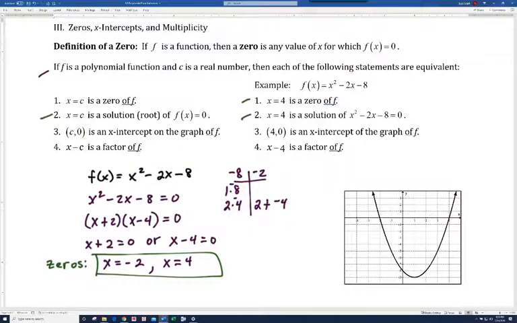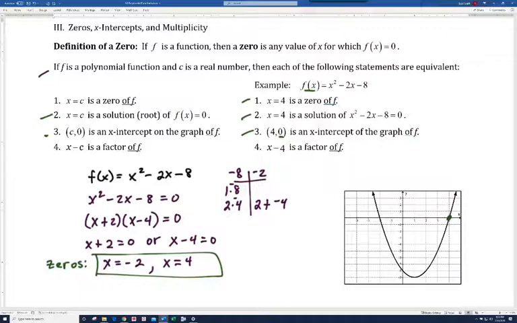That's what we found. Now, in 3 it says the point c comma 0 is an x-intercept on the graph of f. So if you look at our example, the point 4, 0 is an x-intercept of the graph of f. Now I've actually graphed this, and you can see that that's true right here. That is a 0. But I want you to think about how you find x-intercepts.